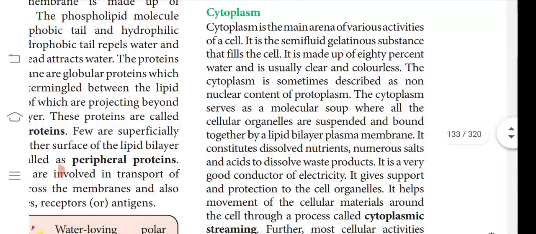Next, coming to cytoplasm. Cytoplasm is a non-living material. Once the cytoplasm is added with the nucleus, it is called protoplasm. Cytoplasm plus nucleus gives the protoplasm. It is present inside the plasma membrane. We will learn about cytoplasm in the next class.